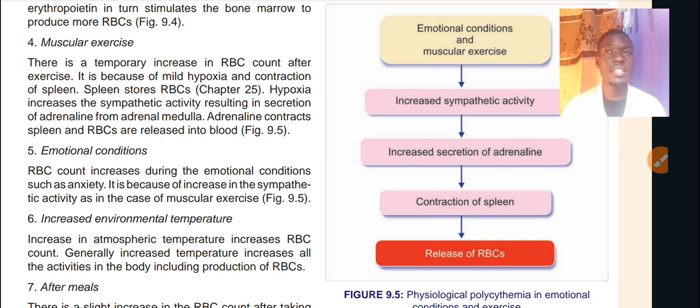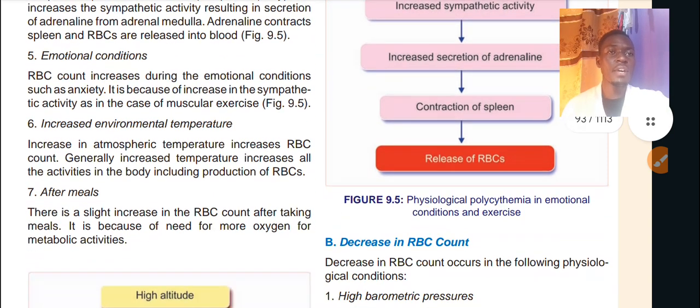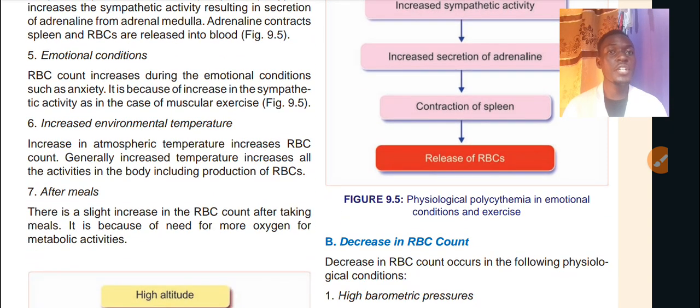Increased environmental temperatures, like we know, when temperature increases, everything will increase. So we shall have an increase in the metabolic activities, and the same thing applies to the production of red blood cells. Immediately after meals, remember, we need the oxygen to break down the food that we have eaten in order to provide energy. Therefore, we expect our red blood cell count to increase in attempts to provide the required oxygen.